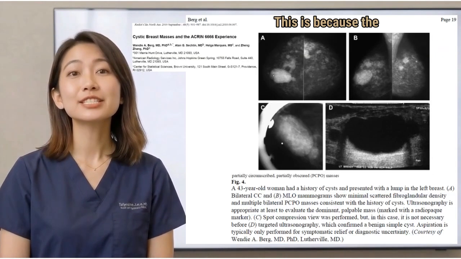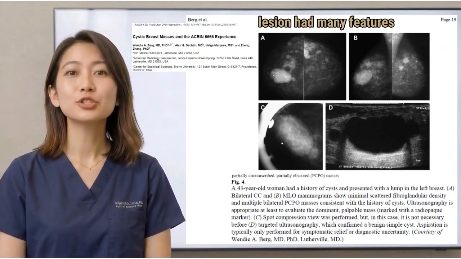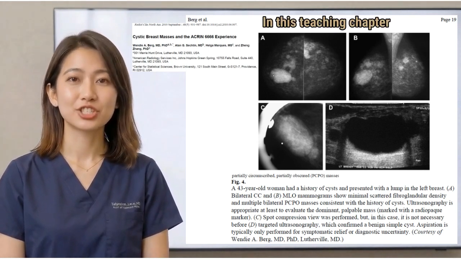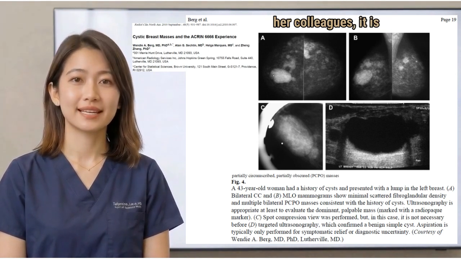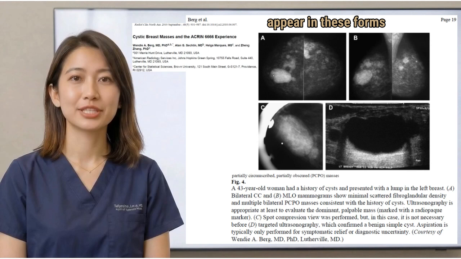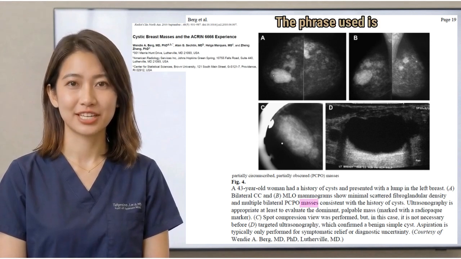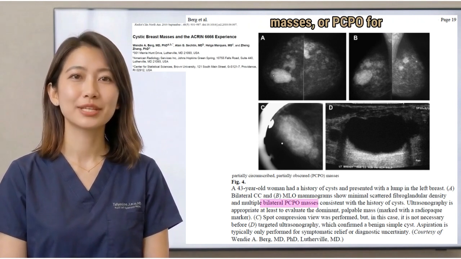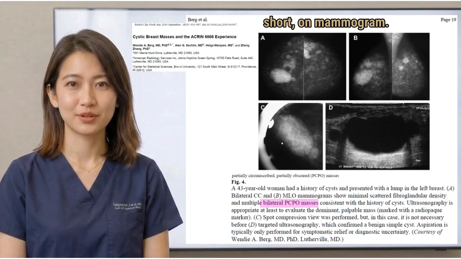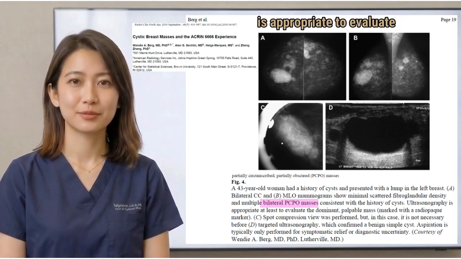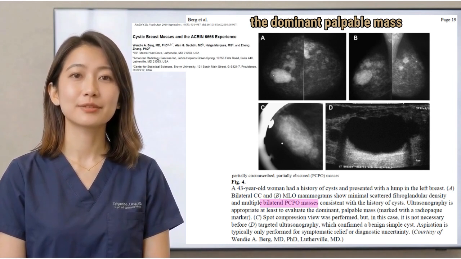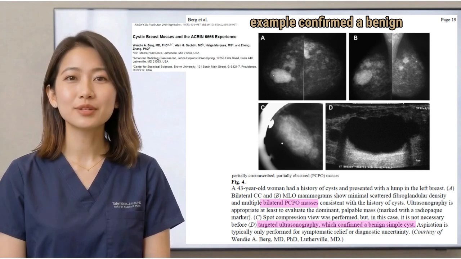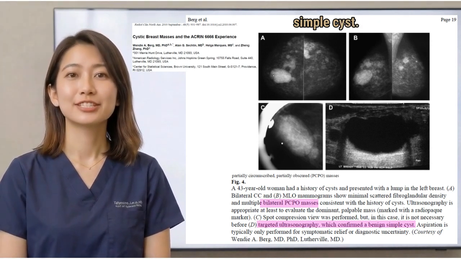Why was that? This is because the lesion had many features which were similar to what would be expected of a cyst. In this teaching chapter by Professor Berg and her colleagues, it is stated that cysts may appear in these forms on imaging. The phrase used is partially circumscribed, partially obscured masses, or PCPO for short, on mammogram. She says that ultrasonography is appropriate to evaluate the dominant palpable mass, and targeted ultrasound, in the case of this example, confirmed a benign simple cyst.